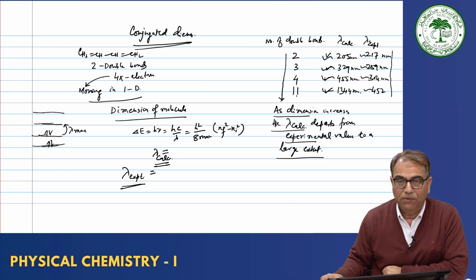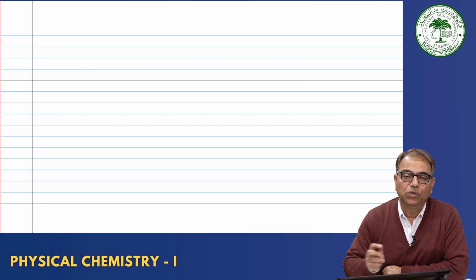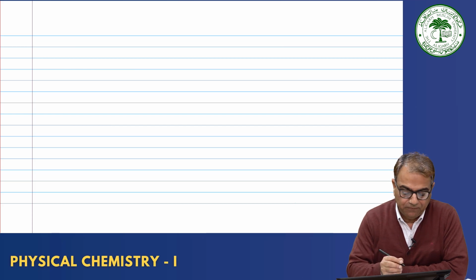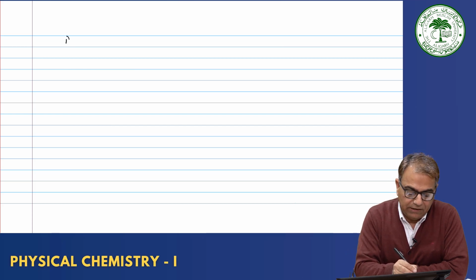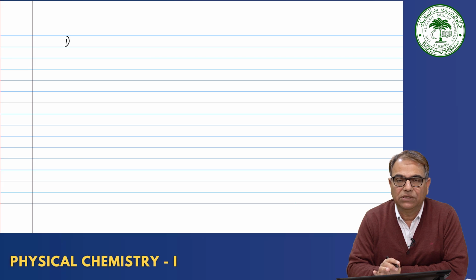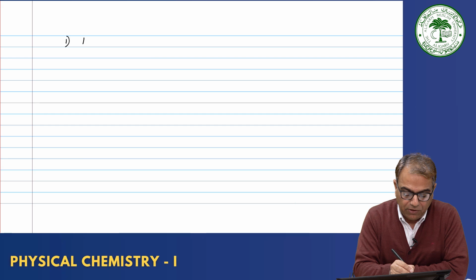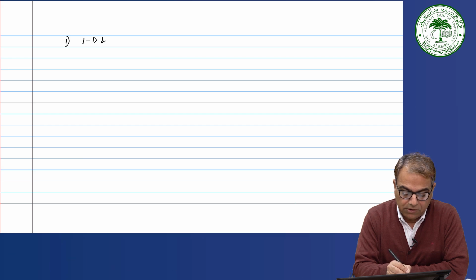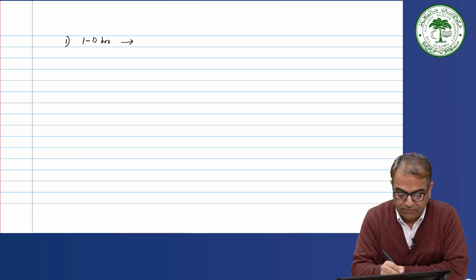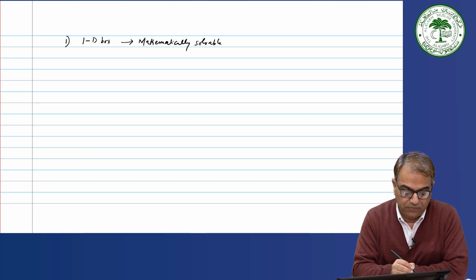So what we learned from applying the Schrodinger wave equation to a particle in a one-dimensional box is, one lesson, that we can solve the Schrodinger wave equation mathematically. So we say that the 1D box problem can be solved perfectly, it is mathematically solvable. We can solve this one.